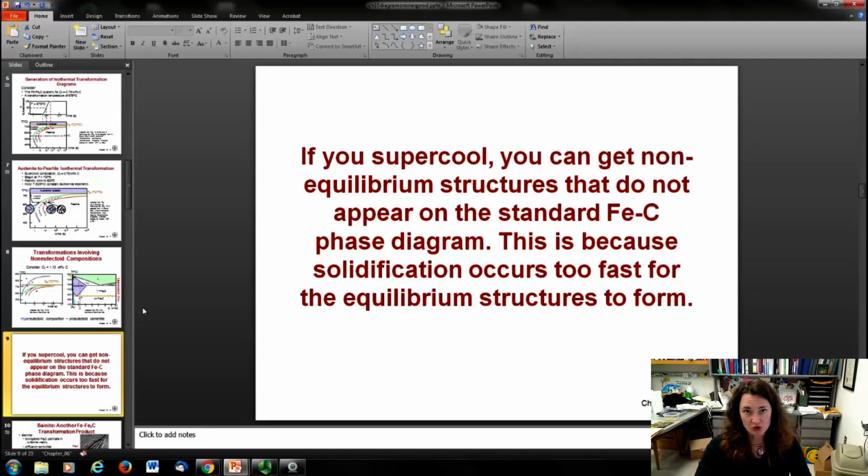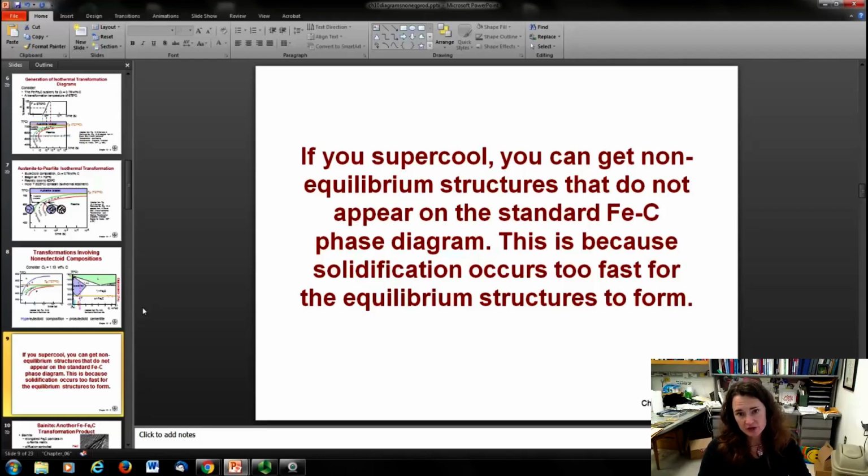Now, if you supercool, in addition to the stuff that was shown on the chapter 9 diagrams, the austenite, the perlite, the pro-eutectoid cementite, and ferrite particles, in addition to those equilibrium structure particles, if you supercool, if you have a very large delta T, then you can get non-equilibrium structures, and they don't appear on that standard iron-carbon phase diagram that we learned about in the previous chapter.